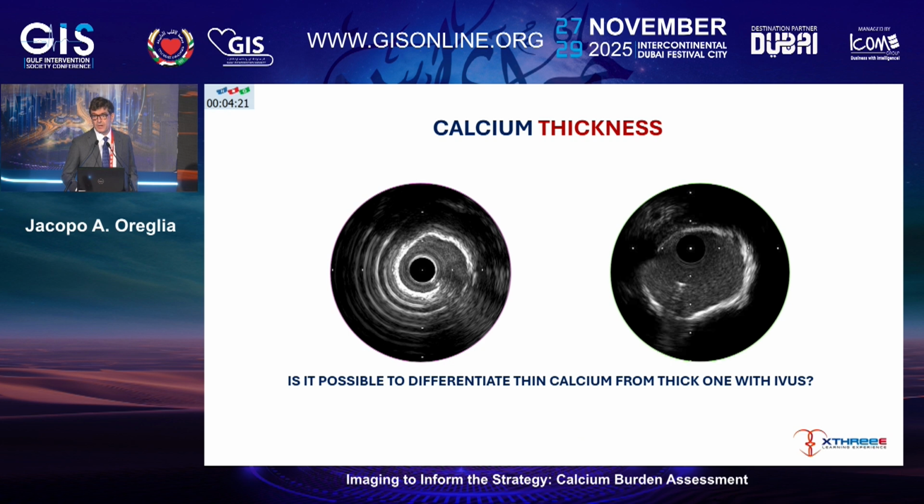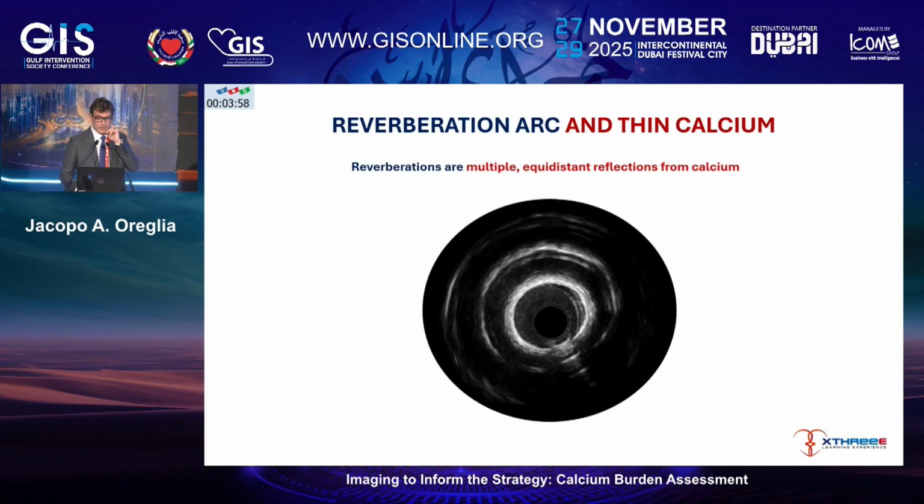Somebody says that to measure thickness you need to use OCT, which is completely true, because OCT can really measure the thickness of the calcific plaque. But it is also possible to differentiate thin or thick calcium with IVUS. And you can see here two images that have a calcific lesion, but there are some differences. And these differences are reverberation.